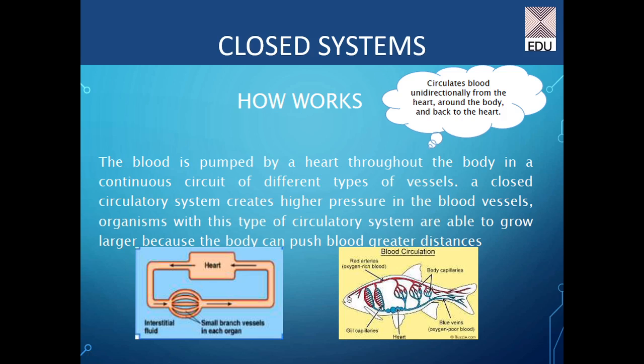Suppose this fish is a whale and it is very big in size. It has to push the blood up to the tail, or the caudal end, of the fish. So the blood can be pushed or thrown to great distances. This is another significance of the closed systems, that the blood can be pushed to each and every body part of large animals. This is a very important aspect of the closed systems.